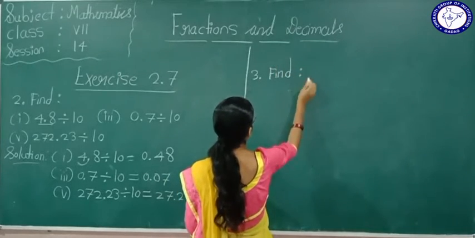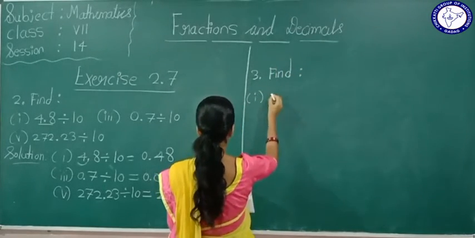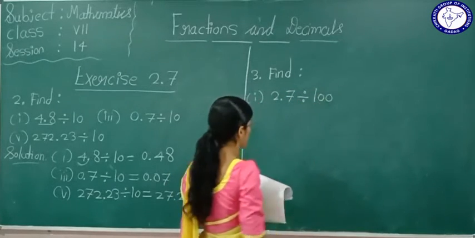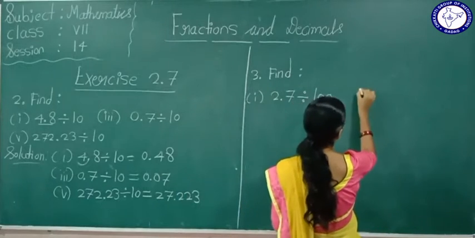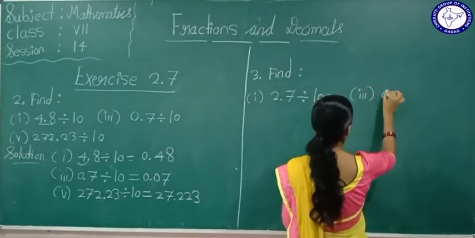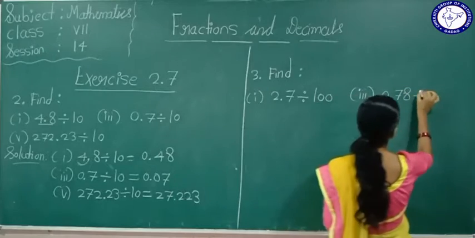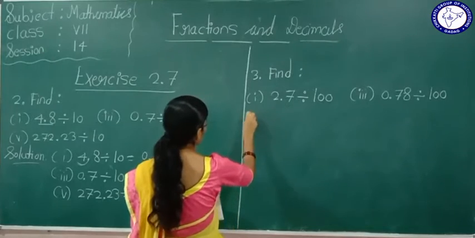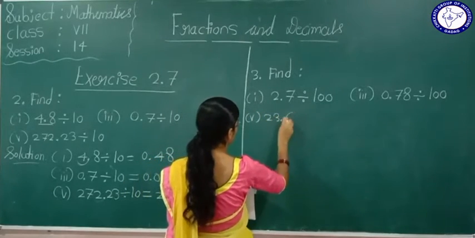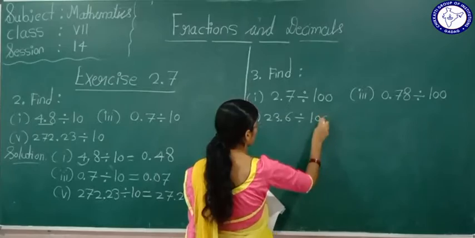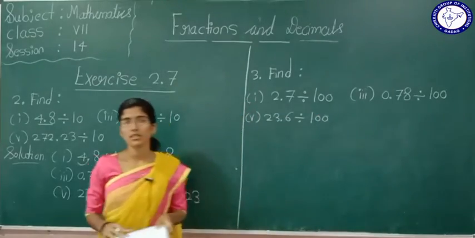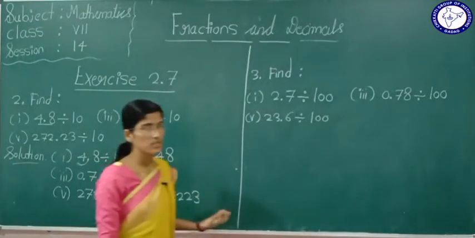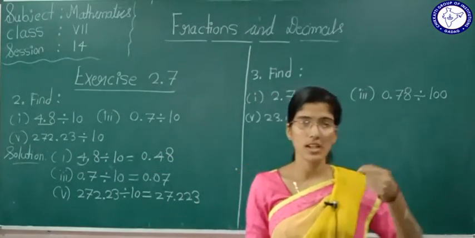Find, so first one, 2.7 divided by 100. Third one, 0.78 divided by 100. So fifth one, 23.6 divided by 100. See, just now we saw dividing a decimal number by 10. We are going to shift the decimal point to the left by one place.